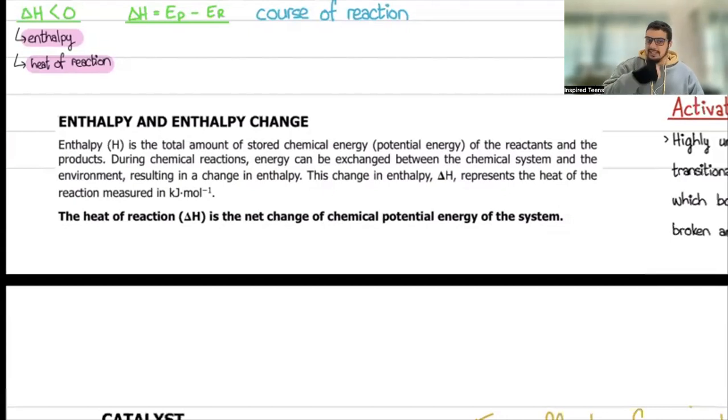And all that means is essentially we are comparing the energy absorbed to the energy released, or the energy of the products and the energy of the reactants. We are comparing the difference between the two, and that would represent the enthalpy. That would represent the overall energy of the chemical system. Okay, so there we go.